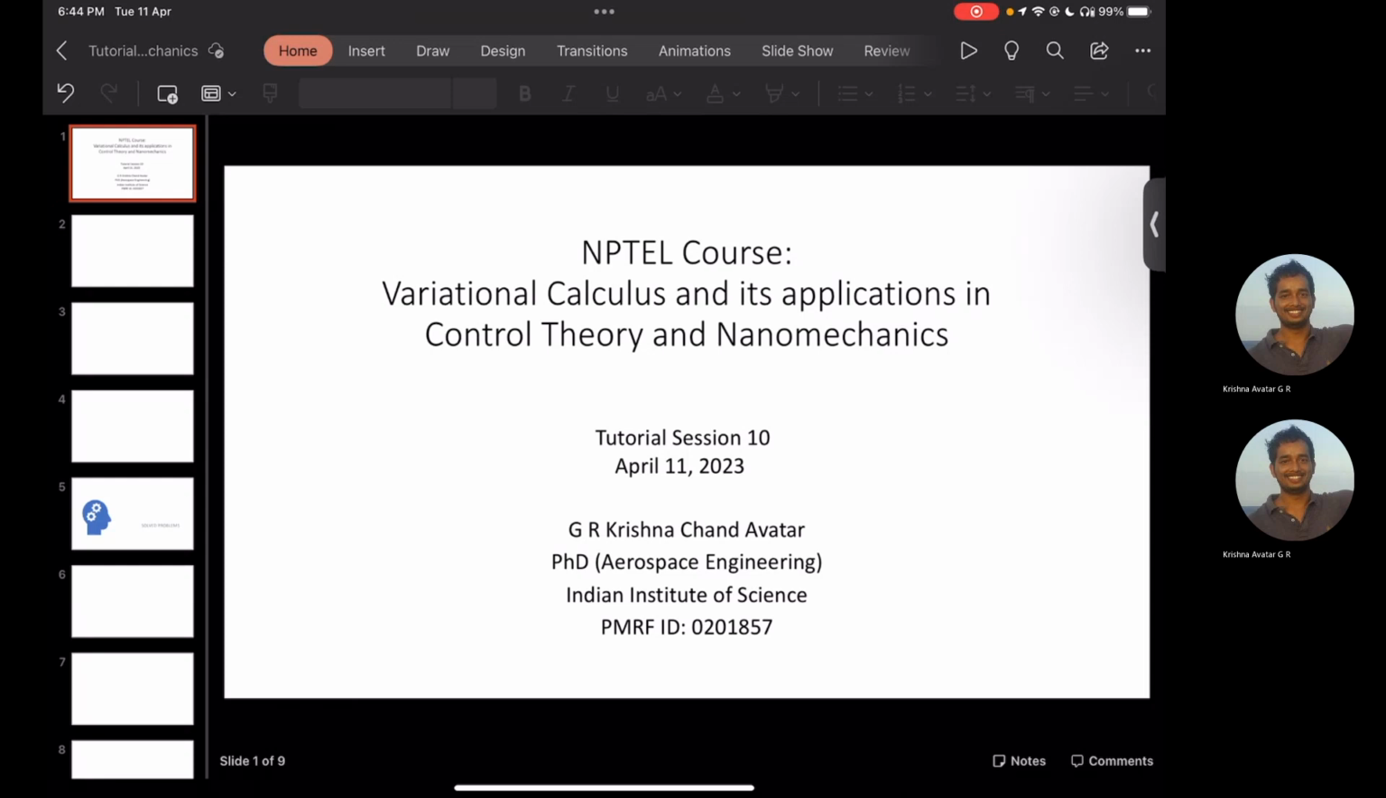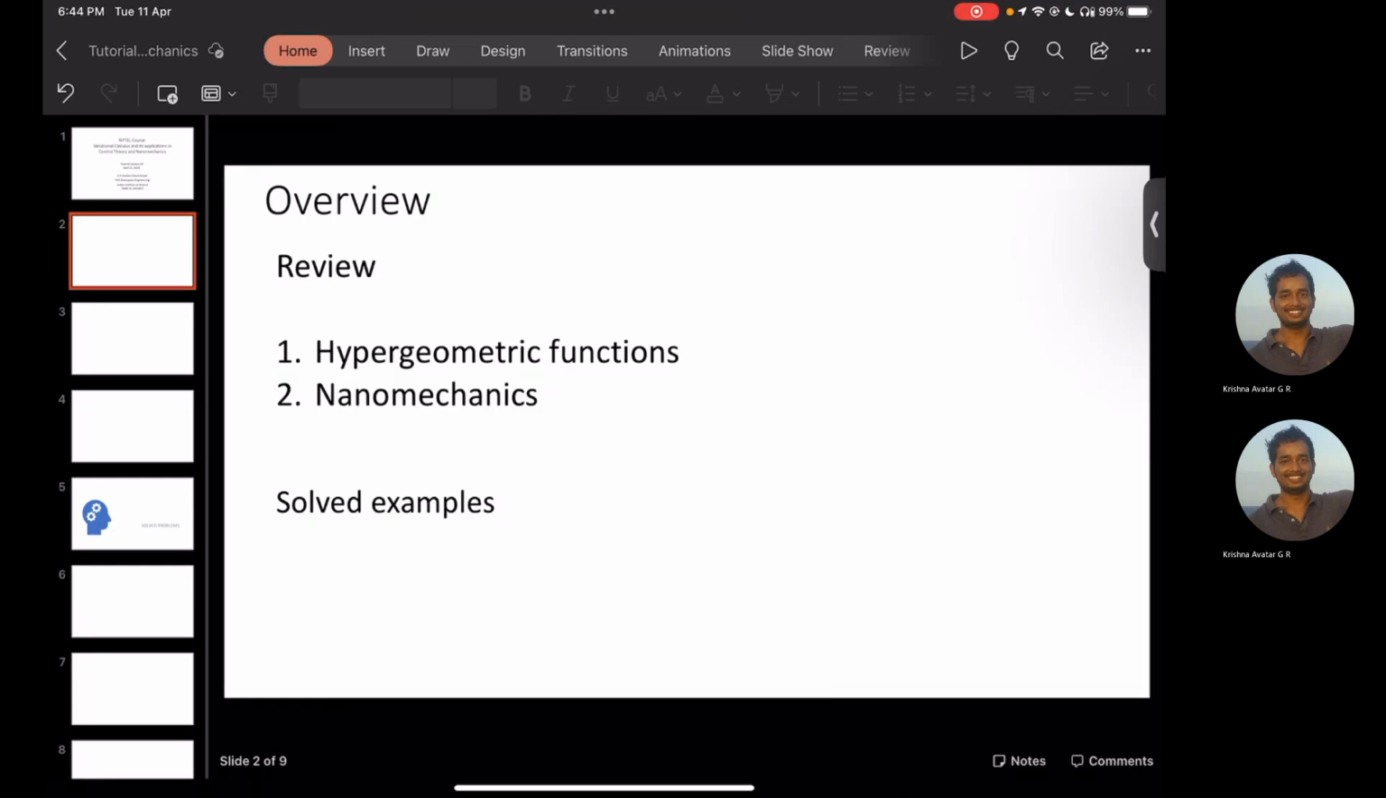So this week we'll be reviewing the contents of lecture of week 11 of the course, which is Introduction to Nanomechanics, following the same template that we have been doing so far for all the tutorial sessions. We'll start with a brief review of some of the concepts, such as hypergeometric functions and nanomechanics. In a general sense, it's more of advanced functions that we are going to cover this week.